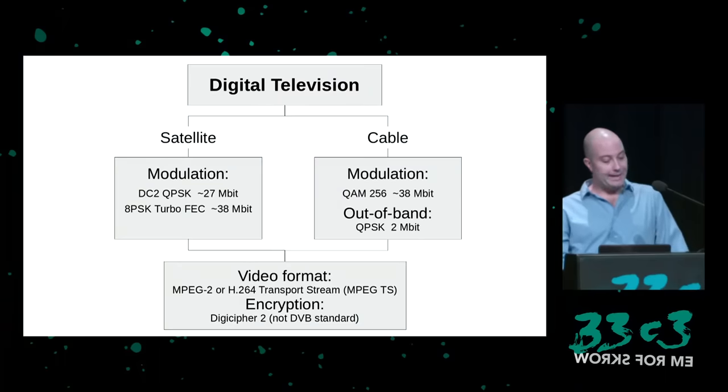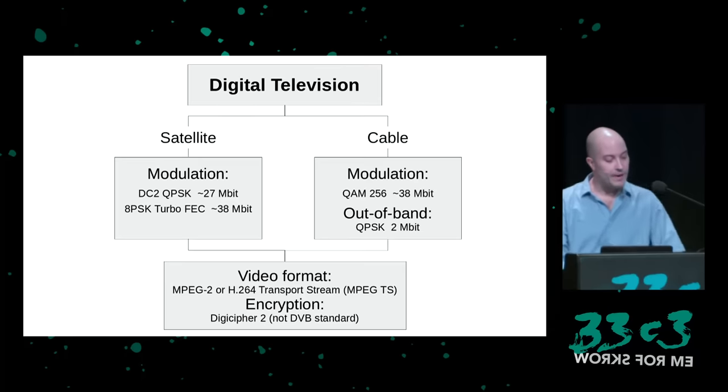Before I get into the reverse engineering, I'll start with a brief description of how digital television is sent over satellite or cable. Satellite and cable digital television are pretty similar for the most part. There are a variety of signal modulations used. The relevant ones here are QPSK at about 27 megabits and 8PSK TurboFEC at about 38 megabits for satellite, and QAM256 at about 38 megabits for cable.